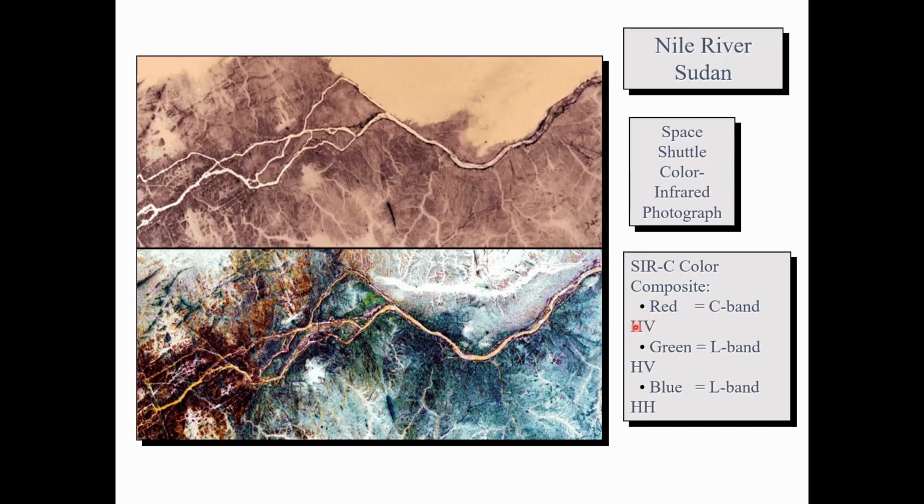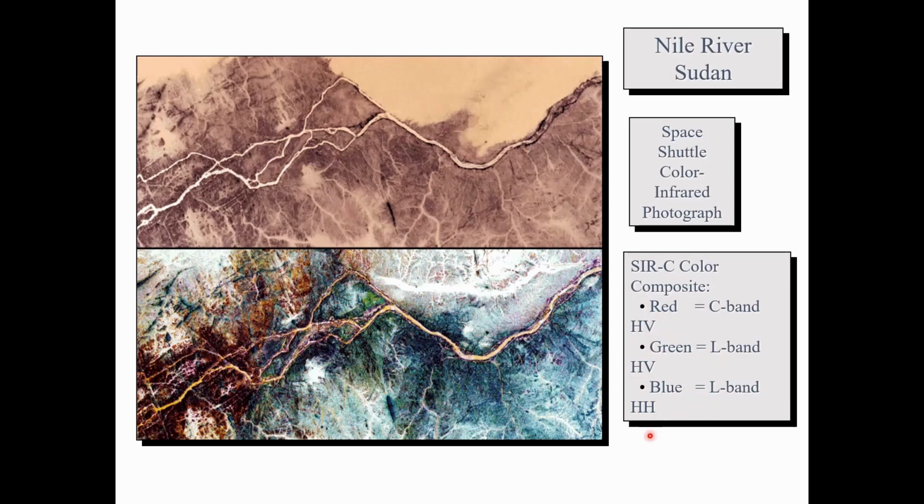So the HV is for red. We give it red. Then the L-band HV will be green. The C-band HV is red. Then the L-band HH, let it be blue. Then after, you recreate a color. What I may say is, in quotes, a false color composite of this, which is picked in infrared, but now you have picked it in this way using the help of the polarization.